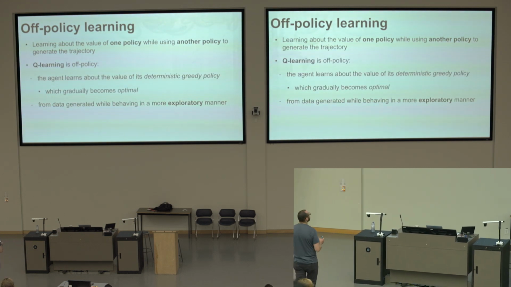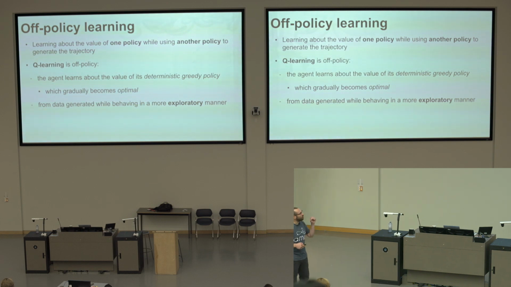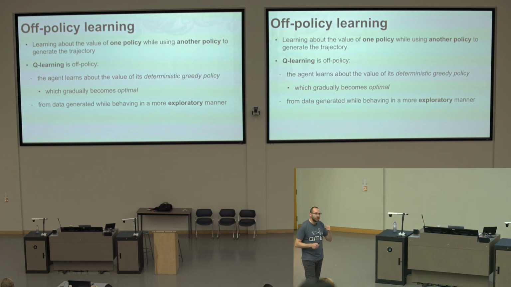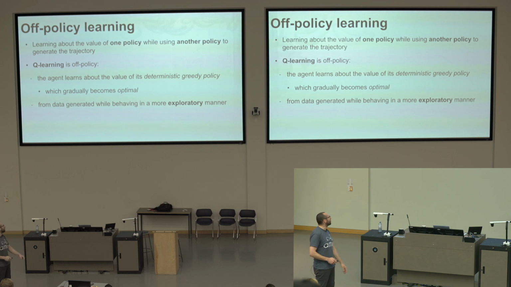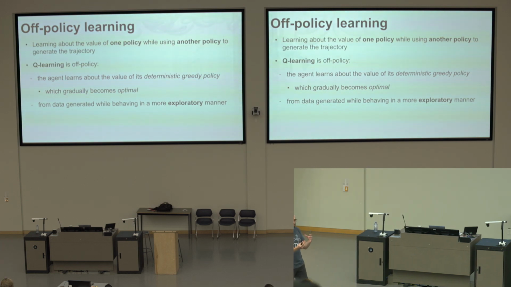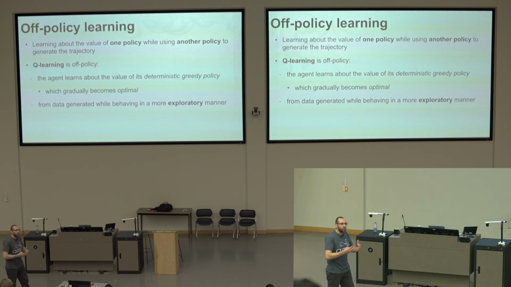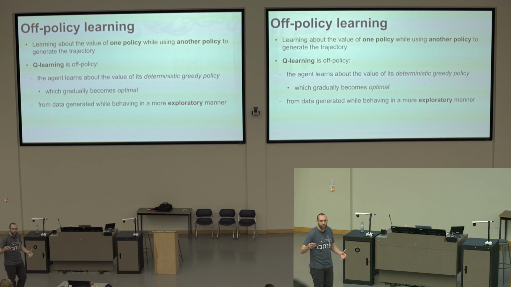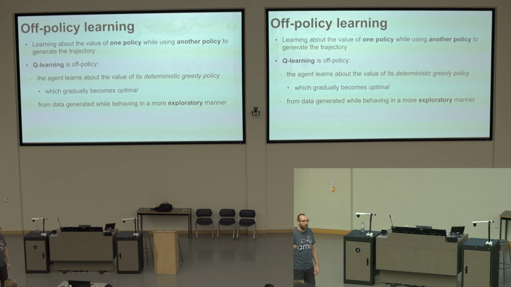Q-learning is off-policy because it's learning the value of its deterministic greedy policy, deterministically greedy with respect to its own estimate of the value function, which gradually becomes more and more optimal as the value estimates converge. But the data is generated by something like epsilon-greedy, which is more exploratory. So there are two different policies: one that takes random actions every once in a while, but Q-learning is learning about the optimal greedy policy. We call that off-policy.